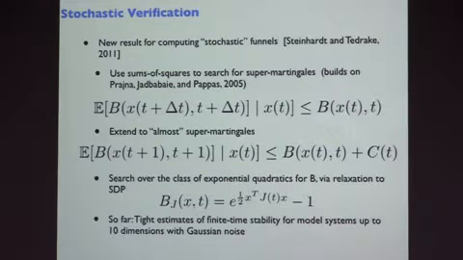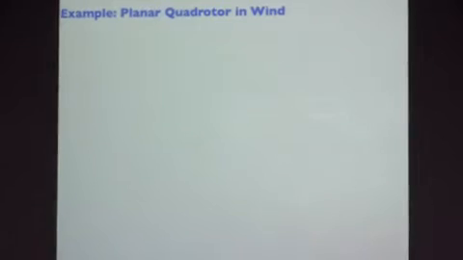Right, so far we're doing tight estimates of finite time stability for model systems. The other thing is you can only talk about probabilistic stability over a finite time, because if you take a system with Gaussian noise, eventually it's always going to leave some region. So we look at finite time stability.